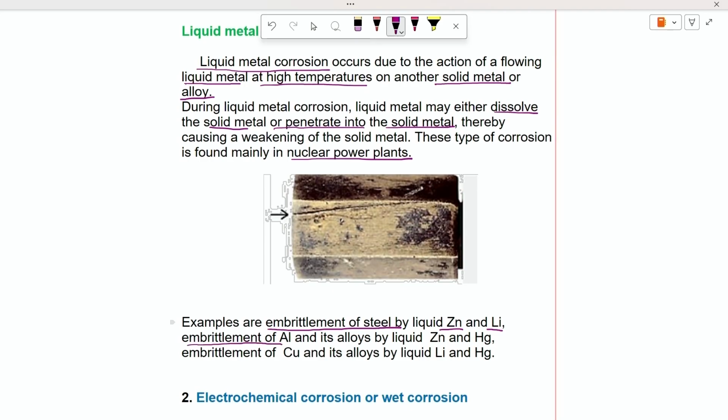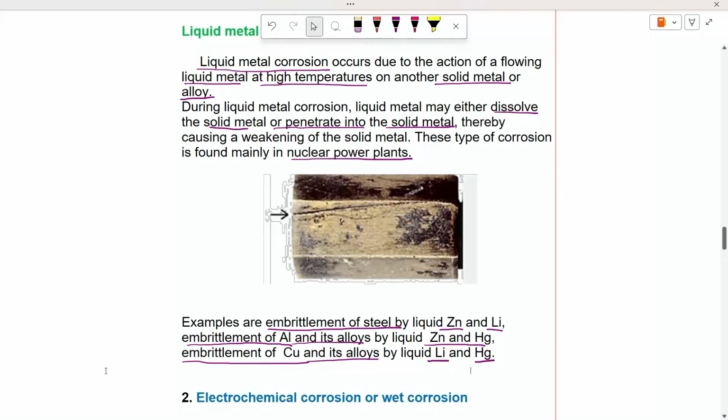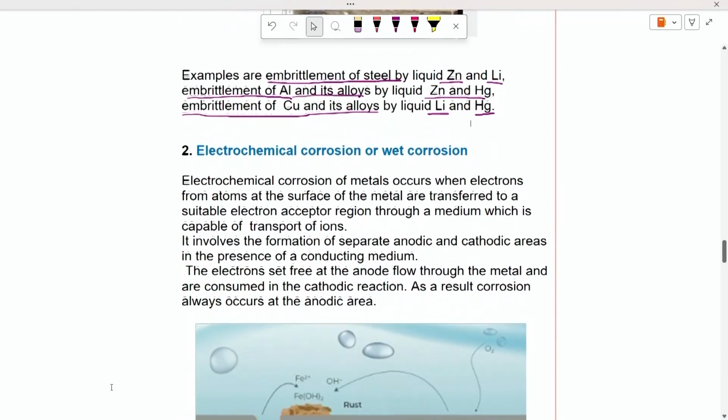Embrittlement means the metal is made brittle. Even aluminum and its alloys can be affected by liquid zinc and mercury, which can cause the same thing on aluminum. Then again, embrittlement of copper and its alloys by liquid lithium and mercury. So, these are the examples for liquid metal corrosion. Next, the next one is the electrochemical corrosion or the wet corrosion.